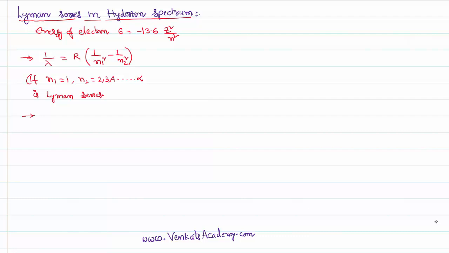The first possible Lyman line is when the electron jumps from the second orbit to the first orbit. That's the least possible jump, so it has the least energy. As the energy is least, E equals h nu or hc by lambda, so the corresponding wavelength is maximum.